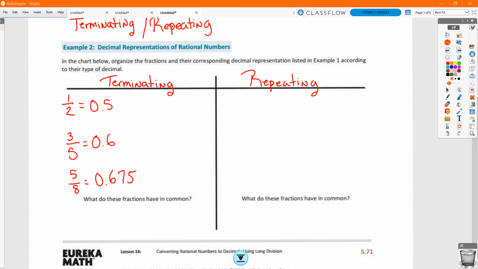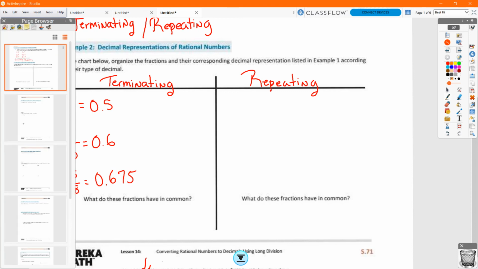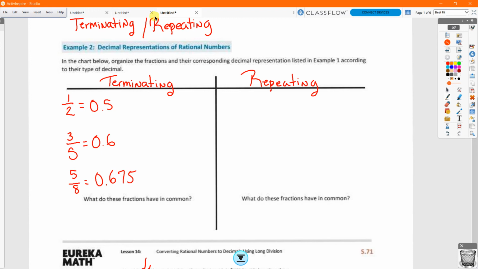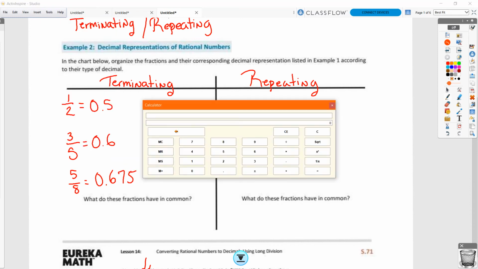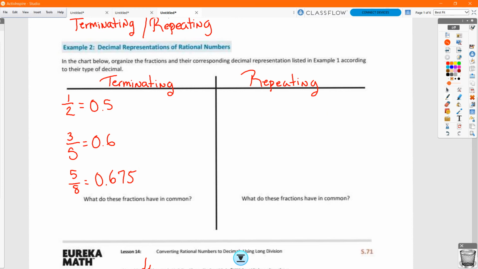Let's verify that real quick so we can all be on the same page. Well, it's not going to pop up for me. I wish I had a calculator here. Let's see if there's a calculator in the math tools. And hey, there we go, calculator. So 5 divided by 8 equals 0.625. My bad, guys.